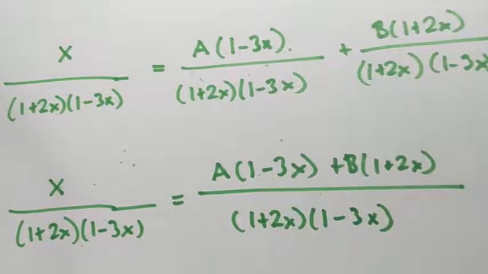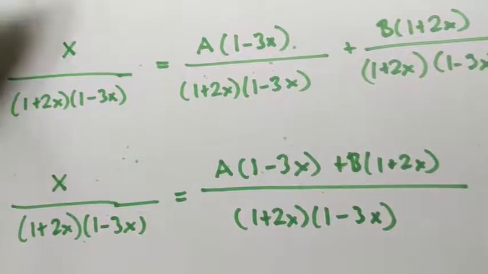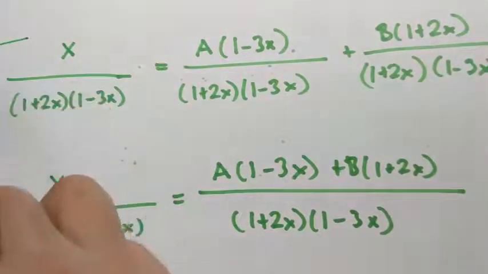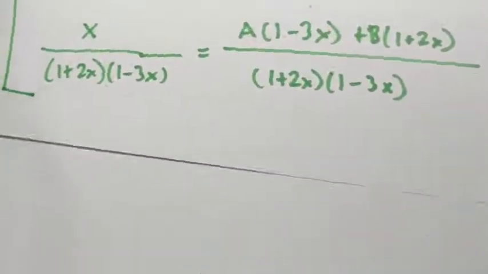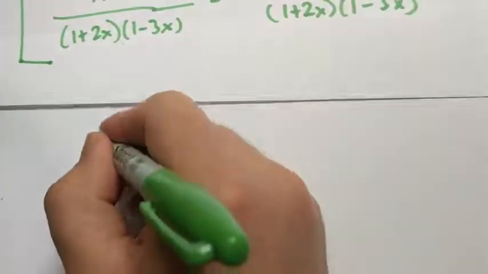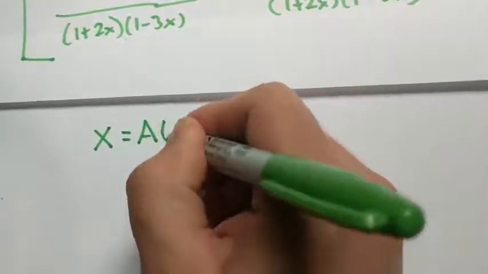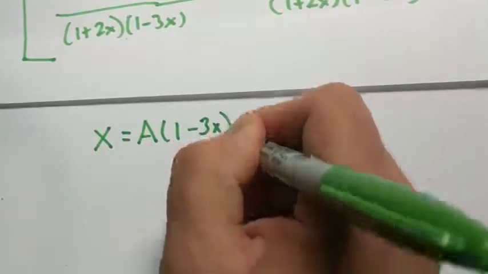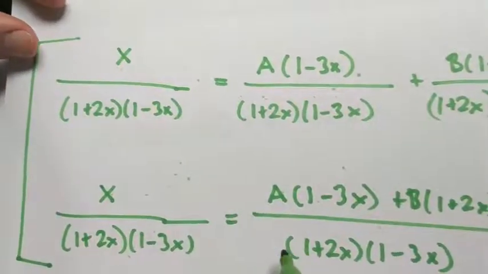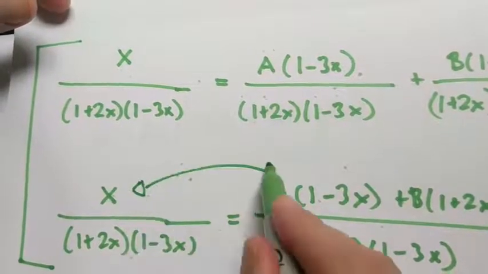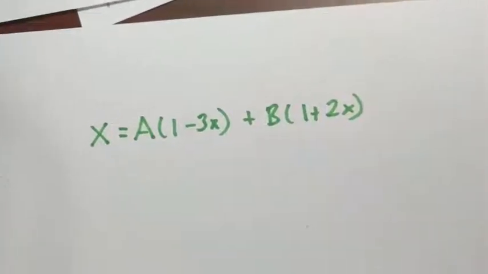You do not need to write all this down. Rather, what I would suggest is that you just know that this is how the process works, and then at the end of it, the conclusion is x equals a times 1 minus 3x plus b times 1 plus 2x. If the denominators are equal and the expressions are equal, then the numerators have to be equal. So I'm going to work from here.